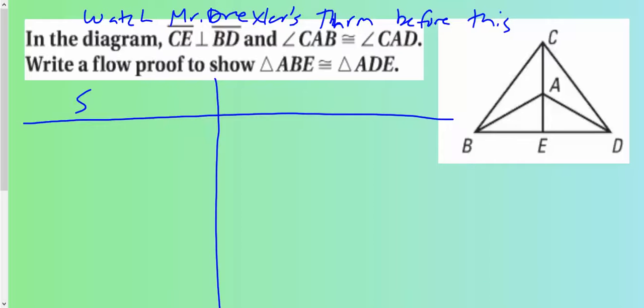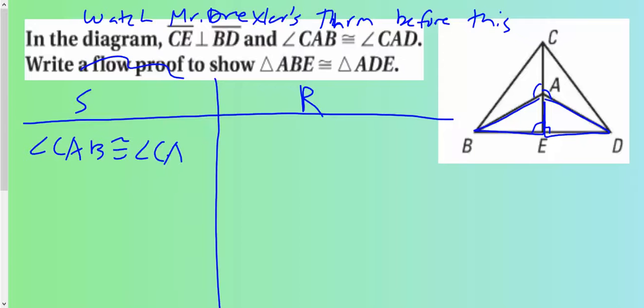Okay, so CE is perpendicular to BD, so those are going to be right angles there. CAB is congruent to CAD, and they want us to show that these two triangles are congruent. Okay, it says flowchart. You can ignore that. If you want to see what a flowchart is, check your book, or I can show you if you're really curious, but it's irrelevant. We're going to do a two-column proof here. I'll start with CAB is congruent to CAD, and that's given.